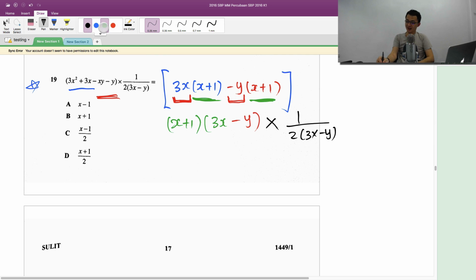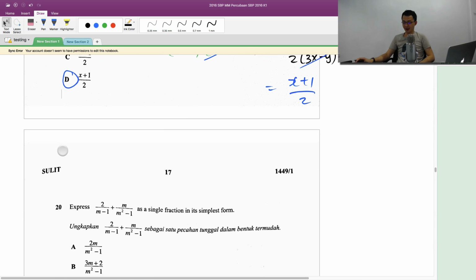And then now I find something very similar, 3x minus y and 3x minus y, I simplify. So I am left with x plus 1 over 2. So x plus 1 over 2, the answer will be D. Okay, so it's not too bad.